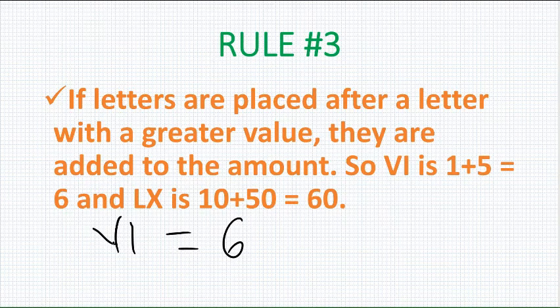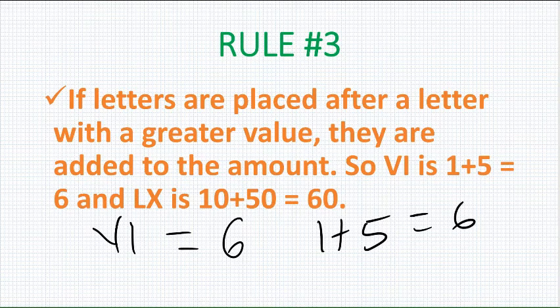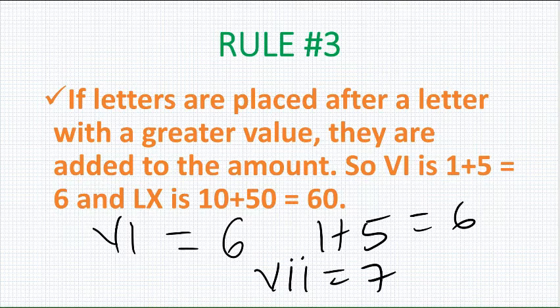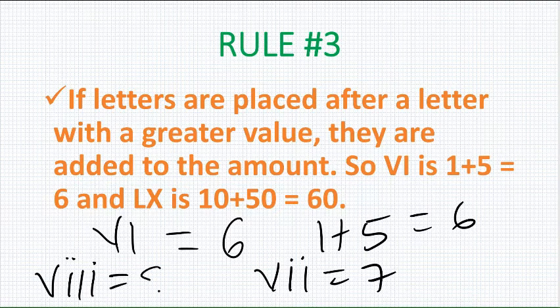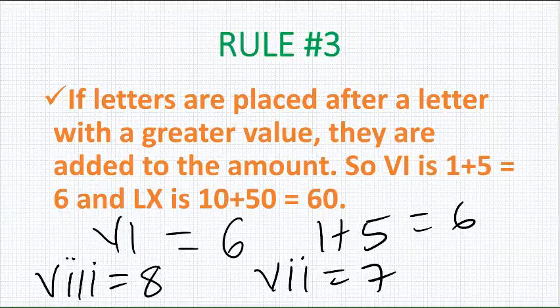How? Because V is a bigger letter and then I is a smaller letter. And rule number 3 says if a letter with a greater value is placed before a letter with a smaller value, you just add them together. So all this is simply saying is that I'm going to do 5 plus 1, which is 6. Now this is going to continue. I'm going to do VII to get 7, and I'm going to do VIII to get 8. But 9, we have to go back to rule 2.